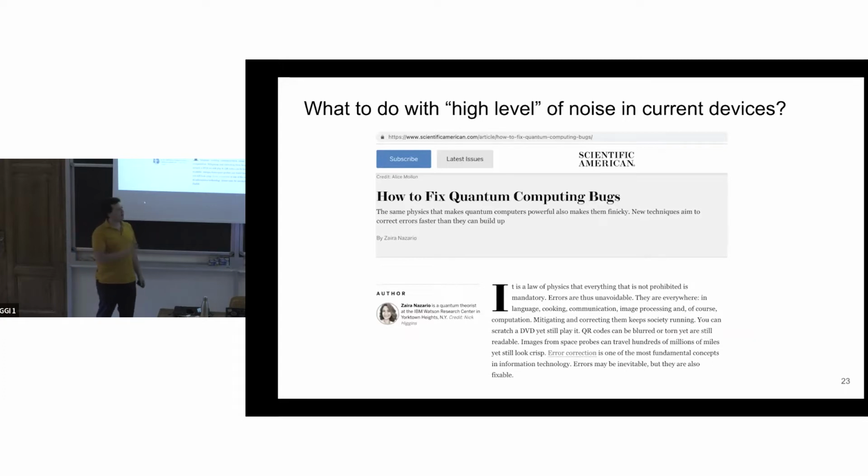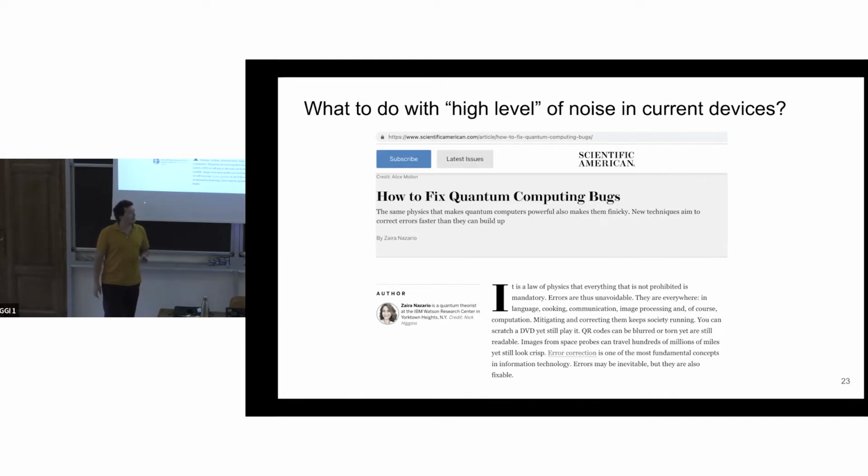So we spoke about the simulation, but what can we do, and what is the state of the art really, empirically, quantitatively, with the current state of devices? This is a Scientific American article that I found very well written, entitled "How to Fix Quantum Computing Bugs." It has a very holistic approach to the problem, and also explains very recent advancements of state-of-the-art techniques in quantum error correction and quantum error mitigation.